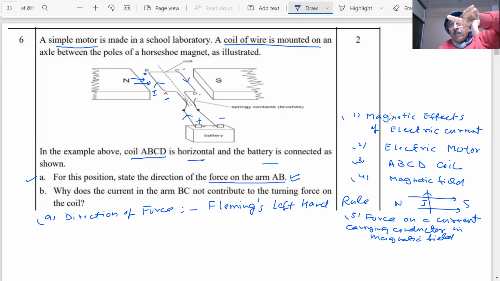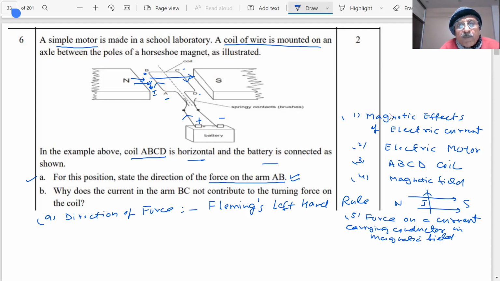Fleming's left hand rule. In this case, student, you can see the direction of the magnetic force is this. This is the direction of the magnetic field. The direction of the magnetic field is going like this, students. Current is in this direction, current is in that direction. Then what will happen? The force will be experienced downward. This AB will experience a downward force, student.